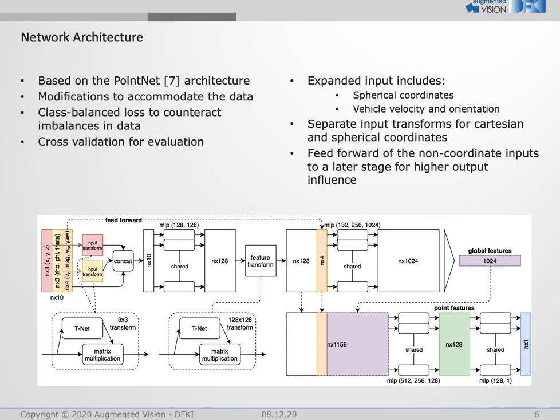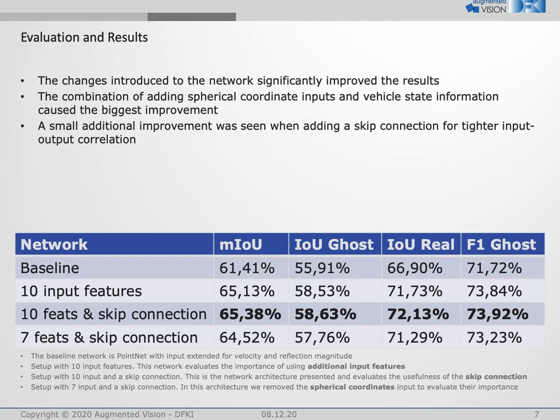We also added the velocity and reflection magnitude, as well as the ego vehicle information, velocity and orientation. We added a skip connection of the non-coordinate features to provide a higher influence on the output. We are using class balance loss to counteract imbalances in the data and cross-validation for evaluation, where we divided the data into four parts, training on three of them and validating on the fourth, and rotating over all the parts.